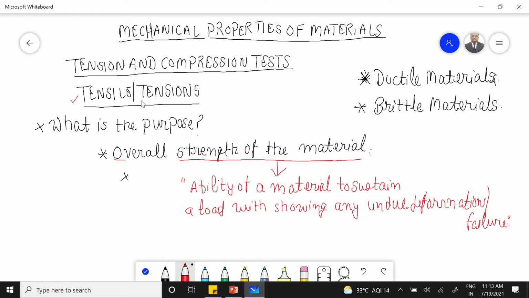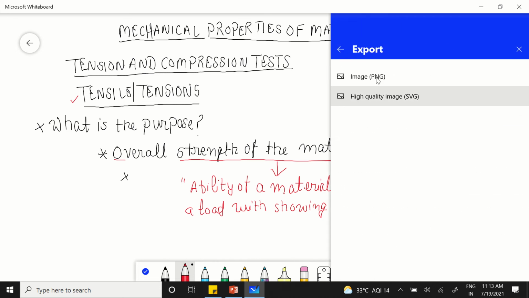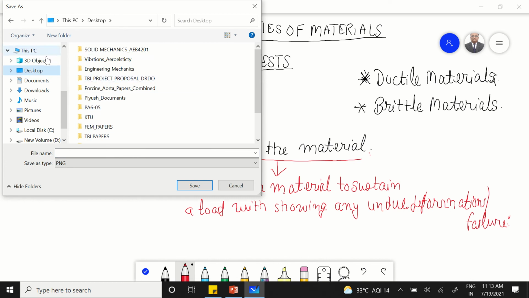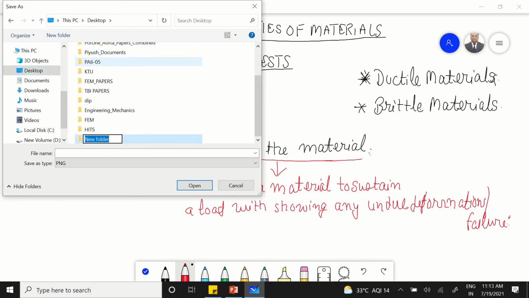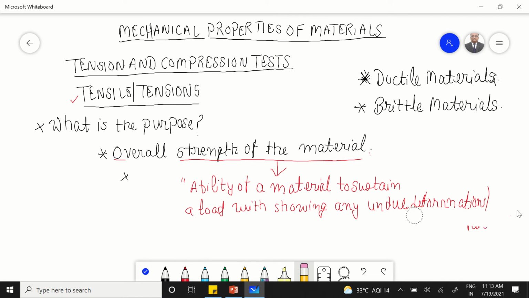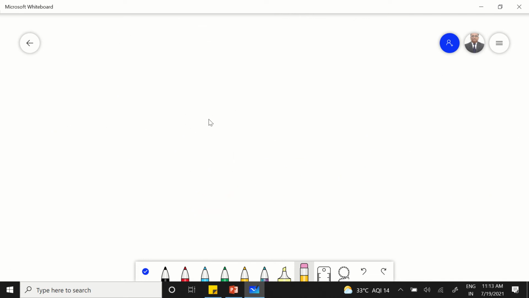So let us assume, for the sake of simplicity, let me save this. Mechanical properties of materials. Let us say P1. Okay, so let us talk about the basics of the tension test.